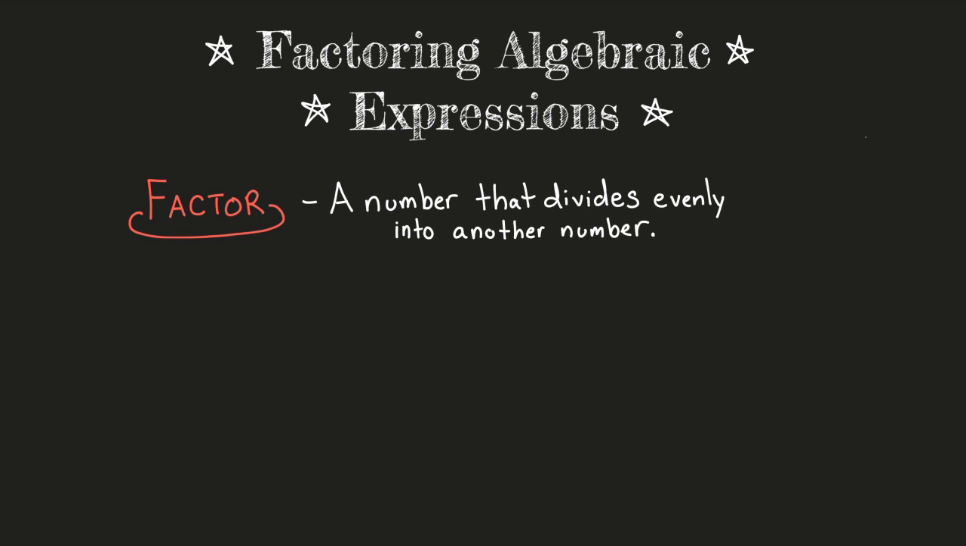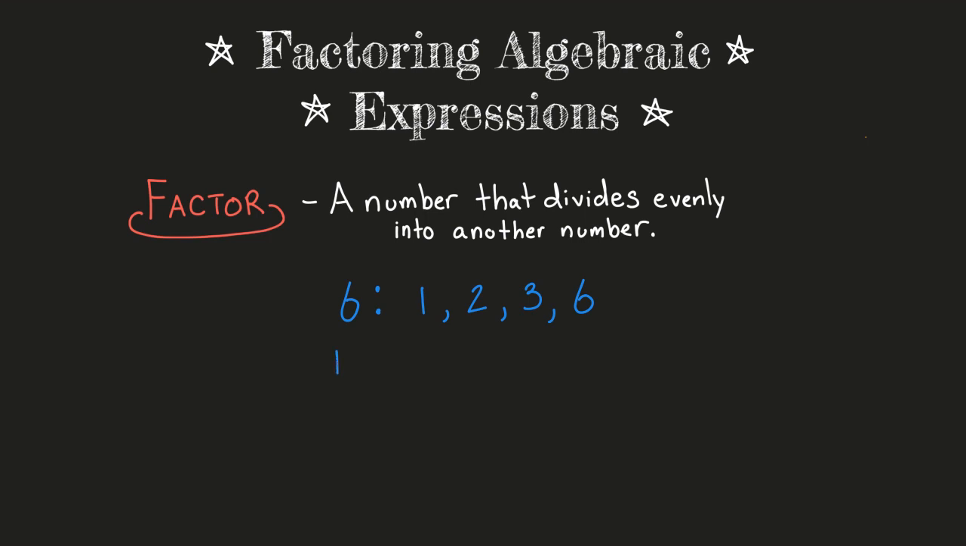So if we were asking about the factors of 6, what are the factors of 6? Well, 1 goes into 6 evenly, 2 goes into 6 evenly, 3 goes into 6 evenly, 4 doesn't. If we divided 6 by 4, we'd have some sort of remainder, so we would say it doesn't divide evenly. 5 also doesn't, but 6 does. And so there we would have our factors of 6.